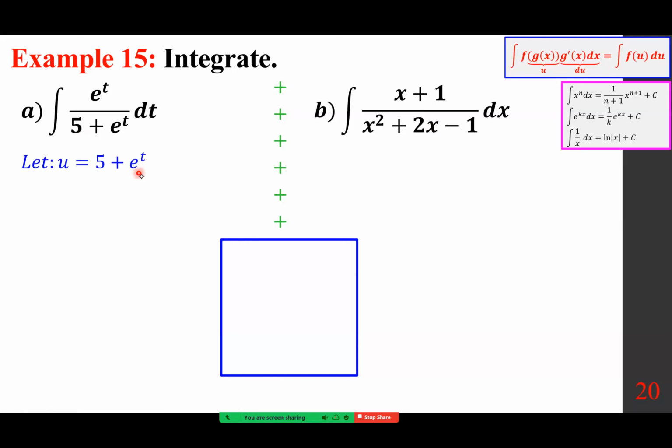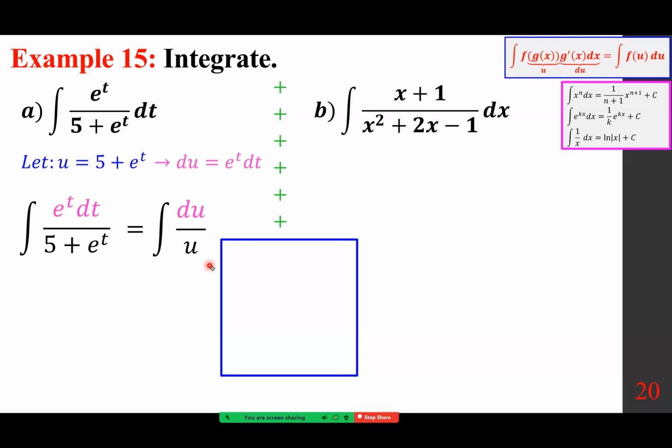If du is e to the power of t, you put the dt next to it. And this, we know it to be a natural log. Replace the u, and you're done. And again, as always, if you are sure this is positive, which is the case here, you can drop the absolute value. In this case, the denominator is a choice of u.